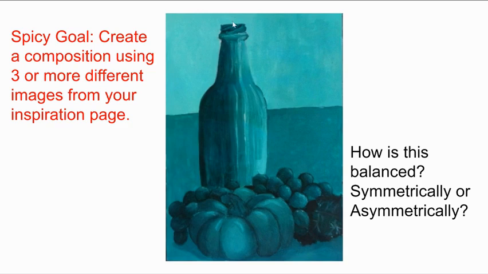It's not symmetrical either way. If I fold it in half this way or this way, it's not balanced the same way or exactly the same like a butterfly. So that means that it's asymmetrically balanced. This bottle is a little further to the left. There's more grapes on this side than this side. The pumpkin's a little further to the left as well. There's nothing over here balancing out the bottle.